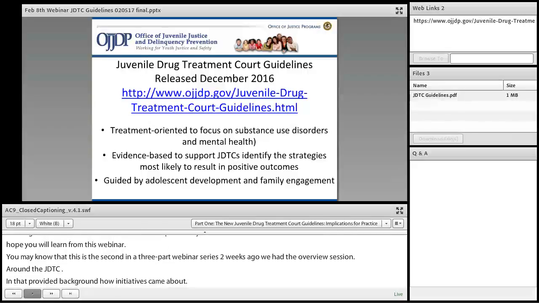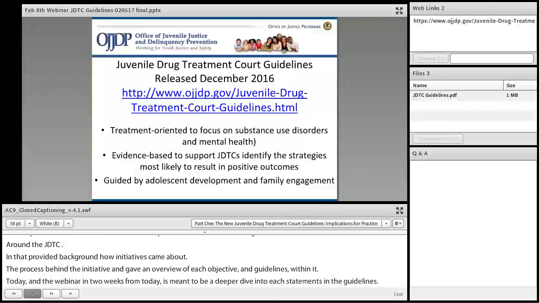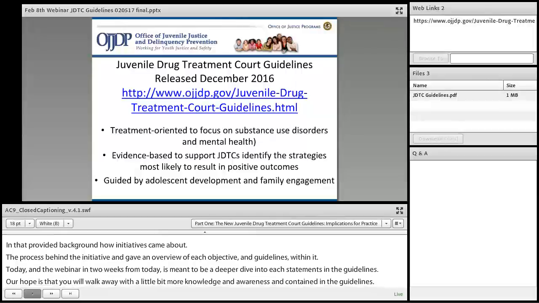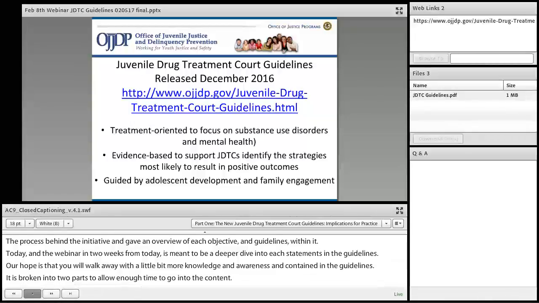Today, and then the webinar in 2 weeks from today, is meant to be a deeper dive into each of those statements that are in the guidelines. Our hope is that you'll walk away with a little more knowledge and awareness of what is contained within the guidelines. It is broken into two parts to allow enough time to go into the content. In the first part, we're going to cover the first three objectives in the guidelines, and we'll remind you a little about the organization before jumping in. The second part will be the remaining four objectives.